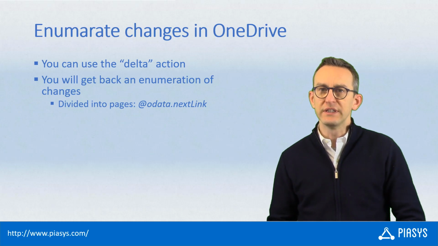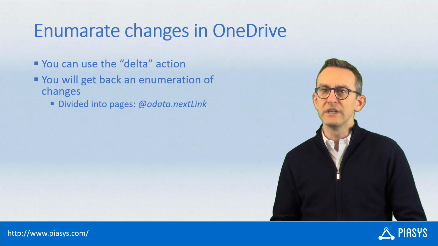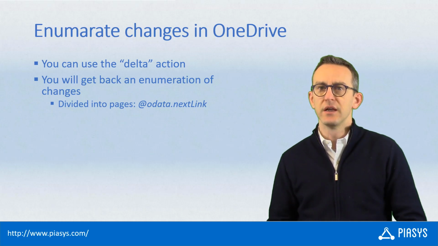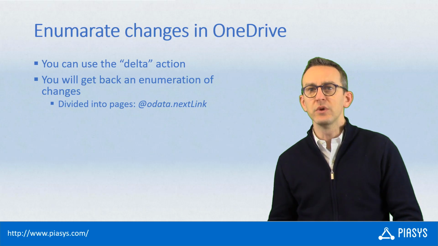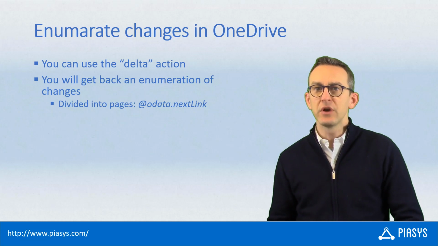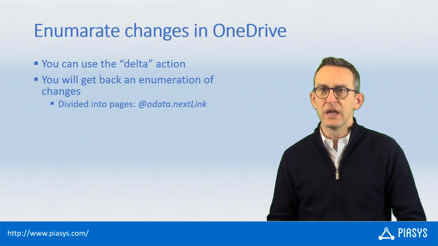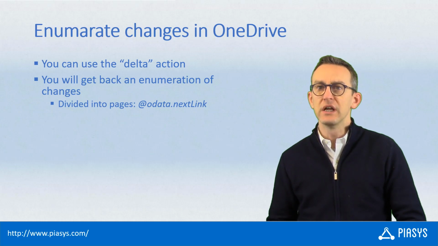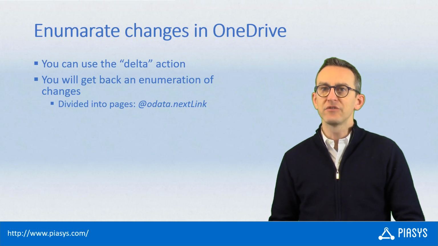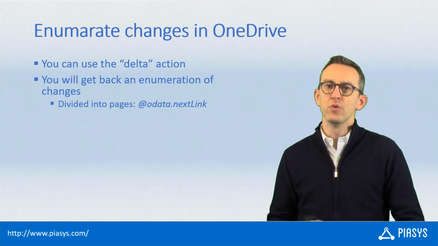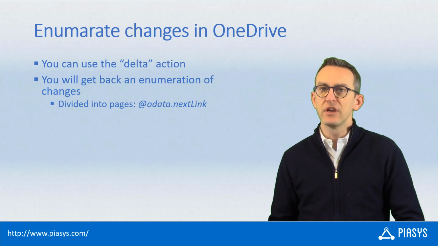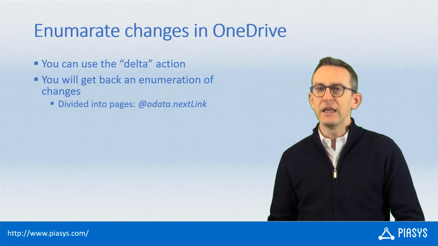Well, you call the Delta endpoint and you will get back a paged result of drive items, which is paged based on a property that you will get back, which is called @odata.nextLink. Inside the next link, you will get a URL with a token, and you can use that one to retrieve the following page, the following page again, and so on and so forth, until you reach the last page of changes.